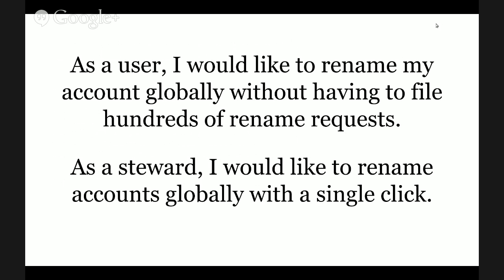So the first user stories we have here are, I would like to rename my account globally without having to file hundreds of rename requests, because that was the process before. If you wanted to rename a global account, go to every wiki you've ever edited and ask the bureaucrats. And we know there are hundreds. And as a steward, I would like to be able to rename accounts globally with a single click.